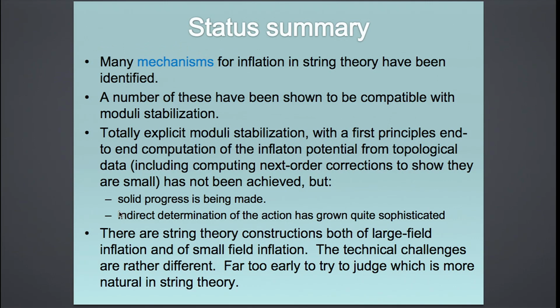We've learned a lot about these in the last decade or two. And a number of these mechanisms have been shown to be perfectly compatible with moduli stabilization. But what we still don't have is some sort of end-to-end computation that's absolutely explicit about everything, and in which the subleading corrections that could potentially be dangerous have actually been computed and shown to be small, rather than being estimated to be small on scaling grounds.